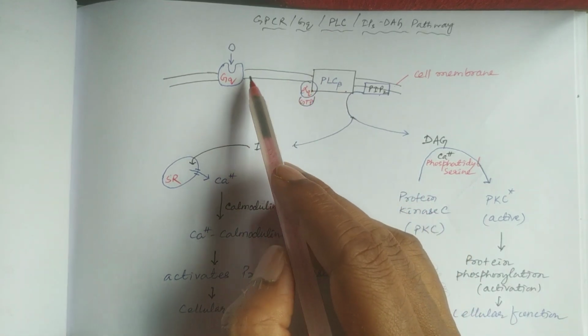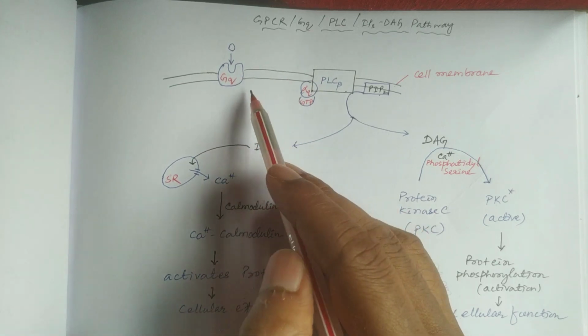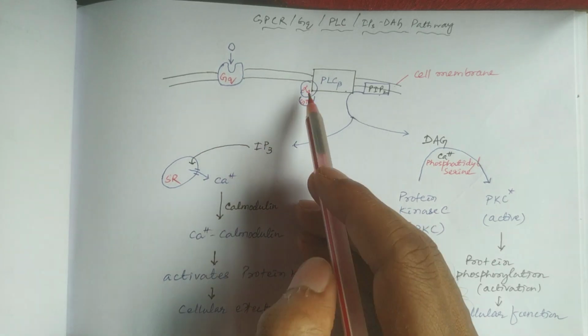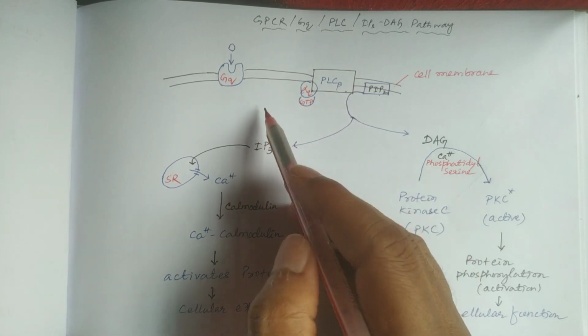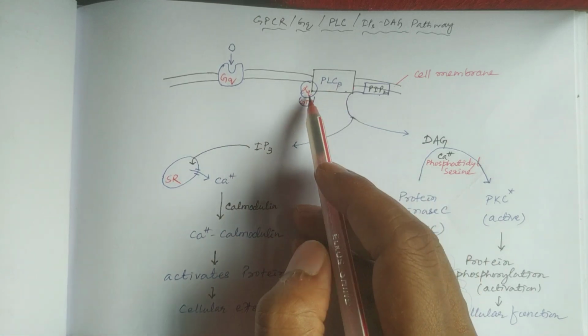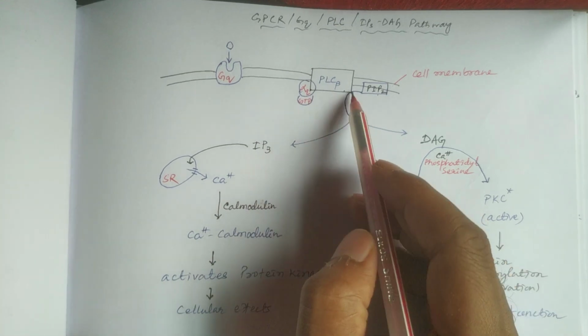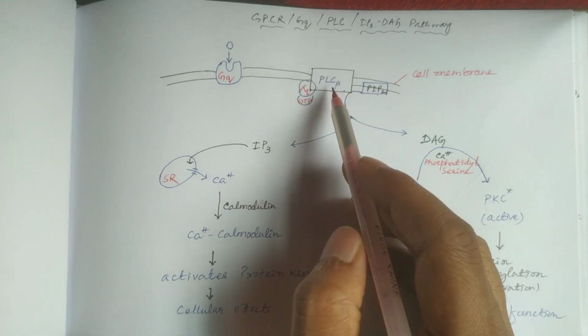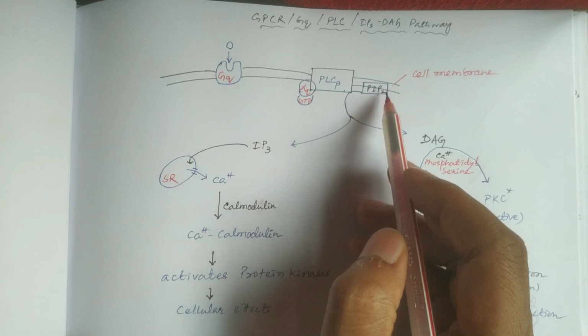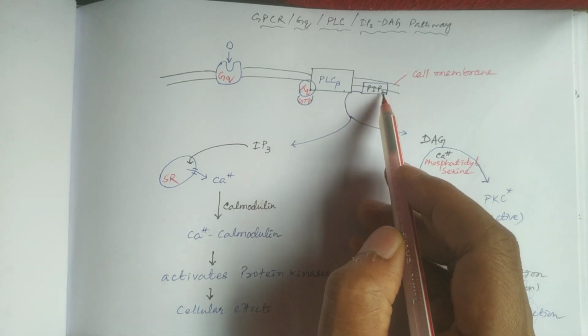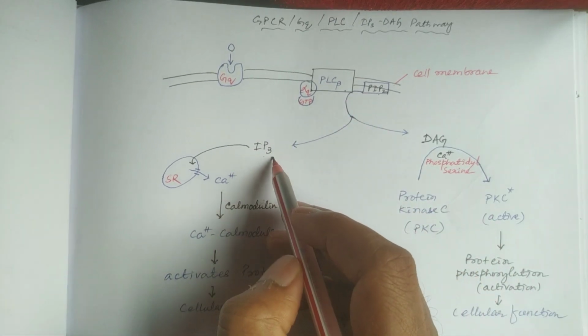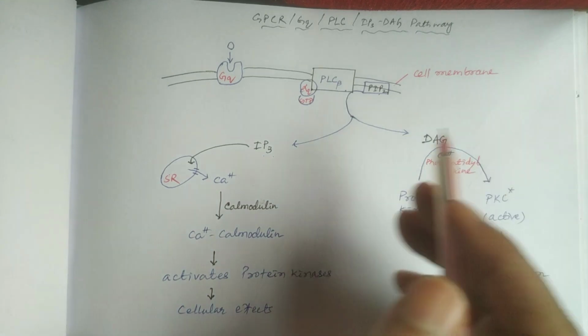As we know, G protein coupled receptors have the subunits alpha, beta, gamma, and alpha Q, when it binds with the phospholipase C beta, it activates this enzyme phospholipase C, which converts phosphatidyl inositol diphosphate into IP3 inositol triphosphate and diacylglycerol.